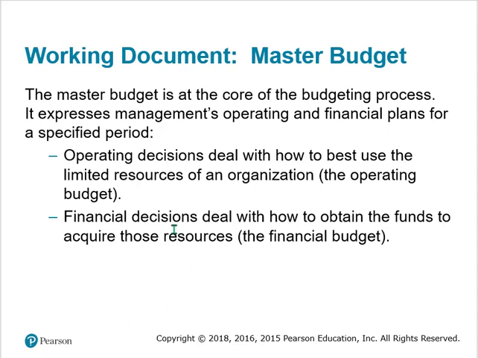The master budget is the initial plan of what the company intends to accomplish in the period and evolves from both the operating and financing decisions that they make as they prepare the budget. So we've got operating decisions on how to best use the limited resources of an organization. That is the operating budget. This is the part that we'll spend a lot of time on. And then financial decisions deal with how are we going to fund this? How much cash will we get from our sales? What are our expenses? Do we have to borrow money? And that gives us the financial budget.